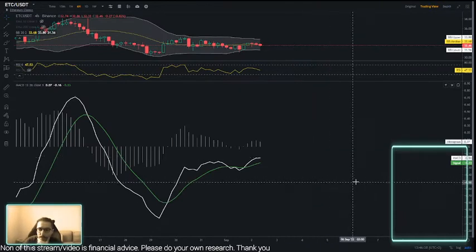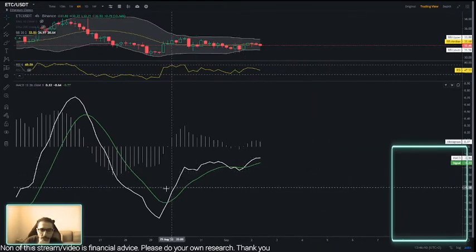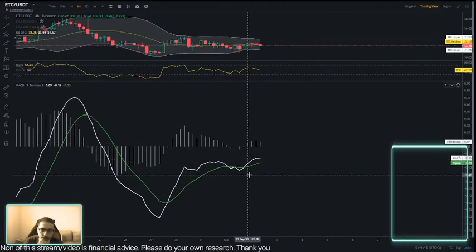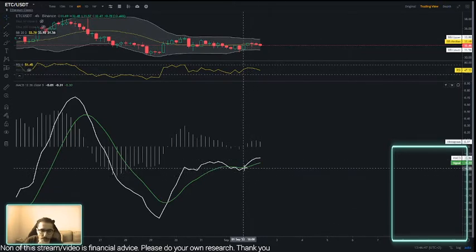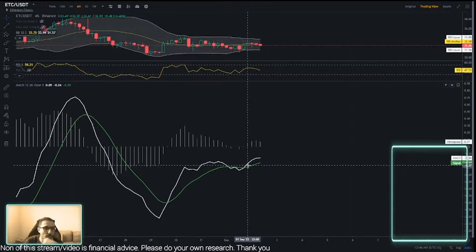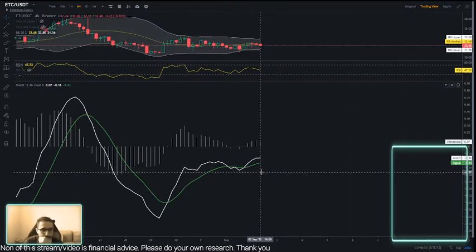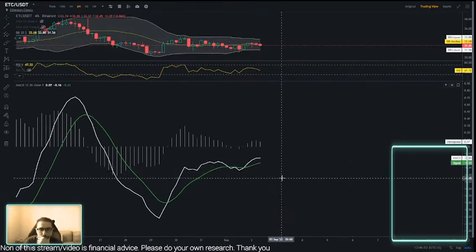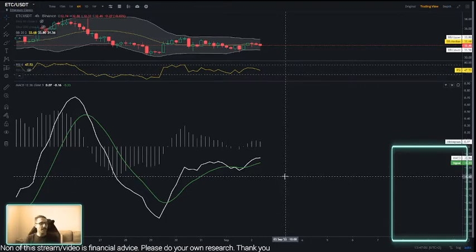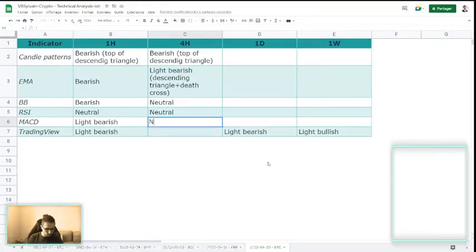Hard to say because we are in negative territory. It's not a huge upward trend that we're seeing, but we have this line crossing that looks like it is positive. Very hard to say for me. I might be lacking some experience. So let's go for neutral once again. Sorry, neutral, like this one.